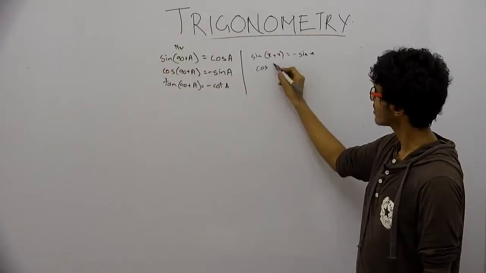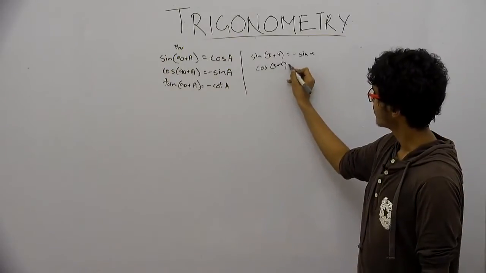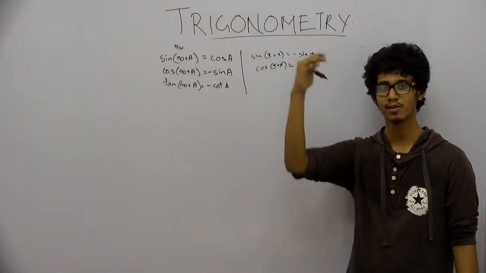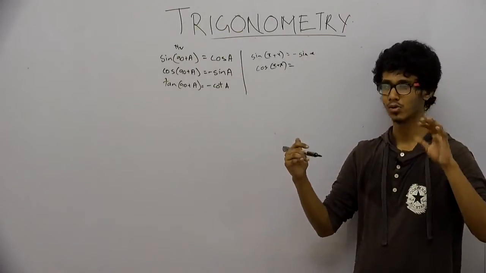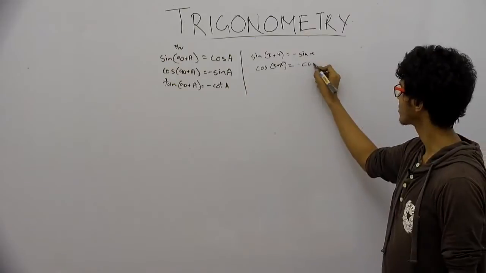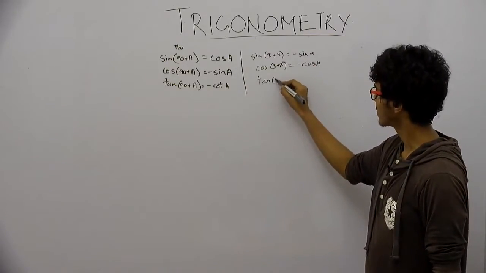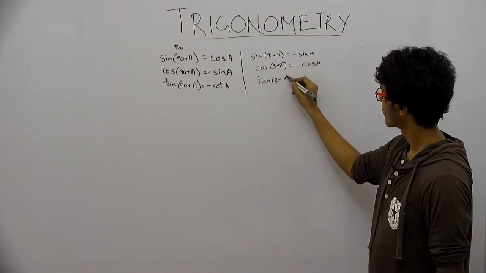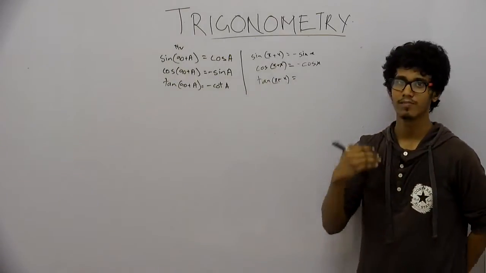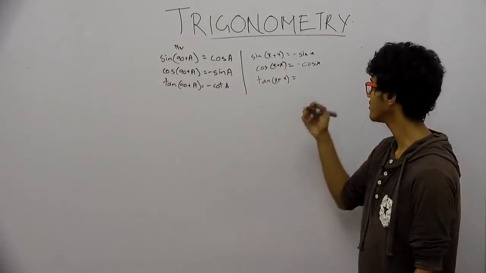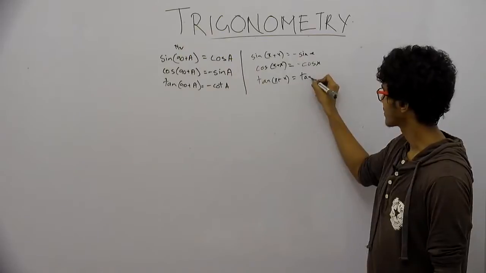Now again cos pi plus x. We see that in the third quadrant cos is also negative, because cos is positive in the first and fourth quadrants, not in these two. So it becomes minus cos x. But tan is positive in the first and third quadrants. So tan pi plus x becomes tan x.